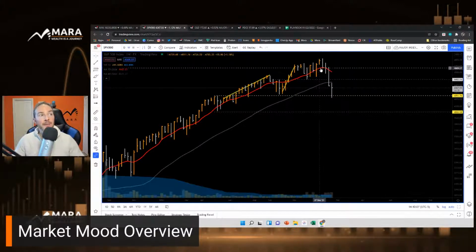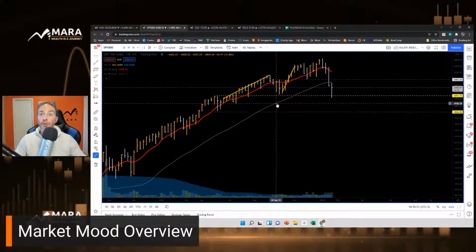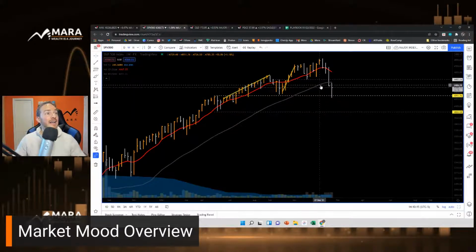How do we know that? Because this line is curved down. This is the 40-week line over here. It holds the long-term trend. And it too is starting to flatten out.